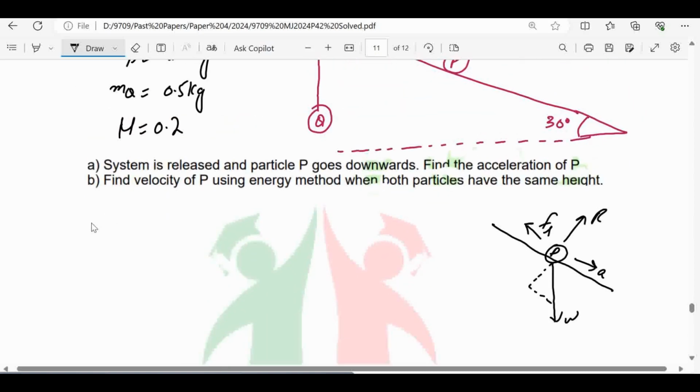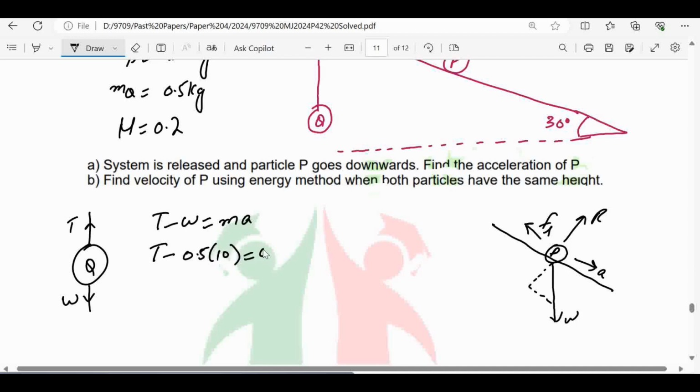This one is particle Q, and the tension is going upward, the weight is going downward. So we can simplify it as T minus W, the forward forces minus backward forces. W will be mg. mg means 0.5 into 10, which is 5. So we can say that T will be equal to 0.5A plus 5. This will be equation 1.